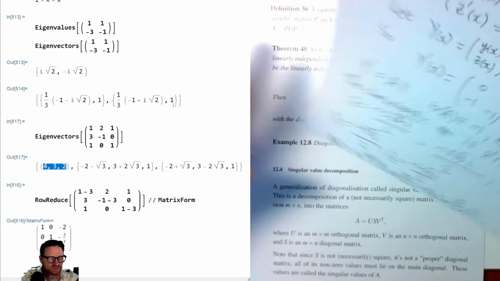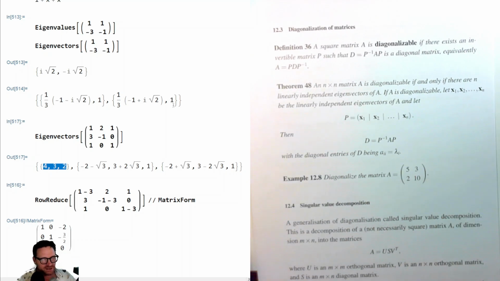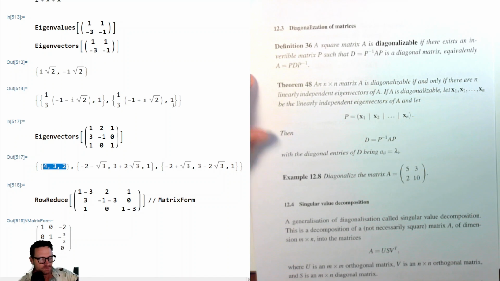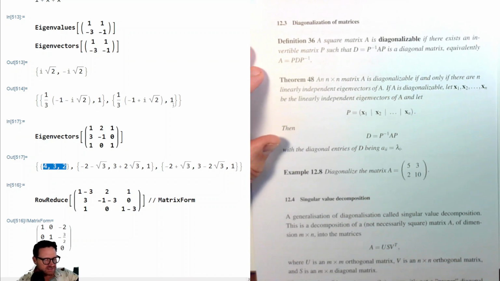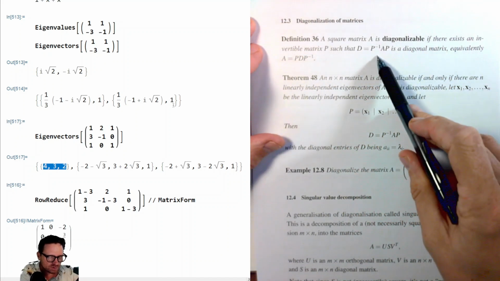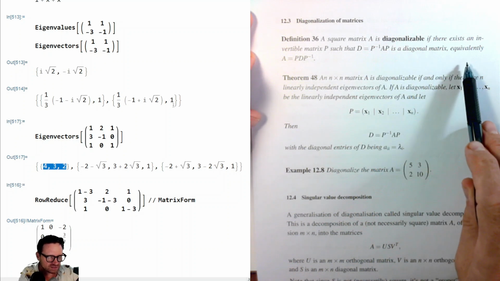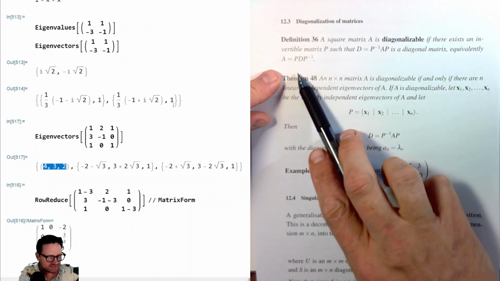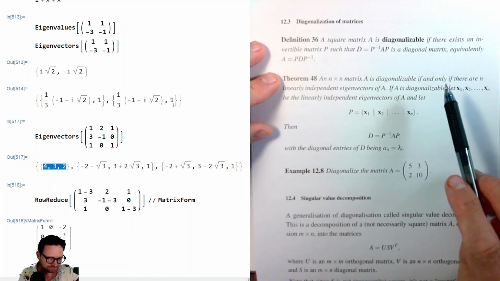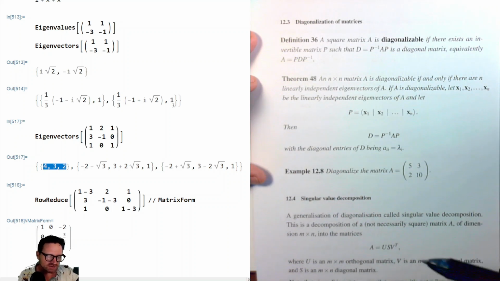Okay, let's move on to the next page, where we'll talk about diagonalization of matrices. So definition 36: a square matrix A is diagonalizable if there exists an invertible matrix P such that D equals P inverse times A times P is a diagonal matrix. Equivalently, A is equal to P D P inverse. And we can achieve this using eigenvalues and eigenvectors of the matrix A.